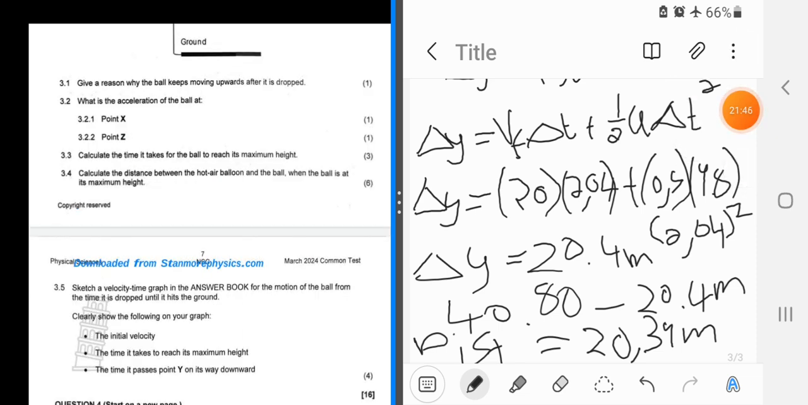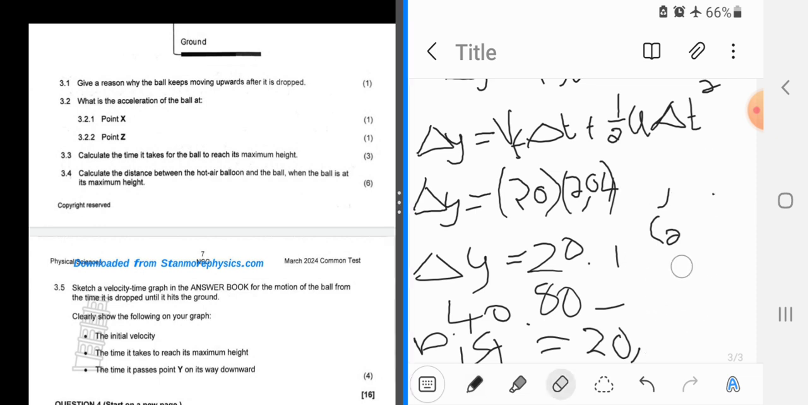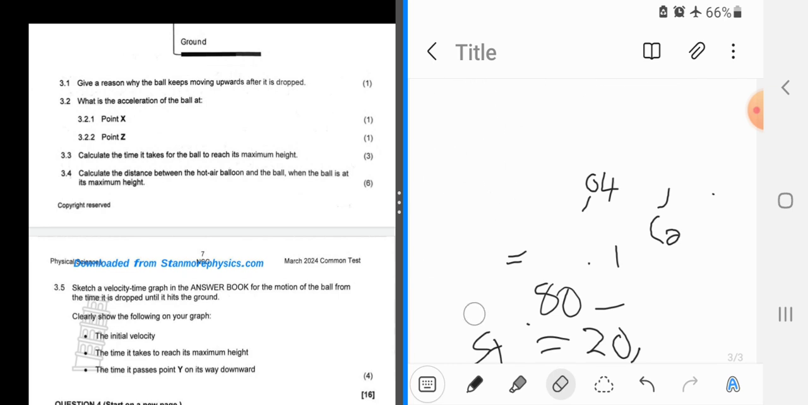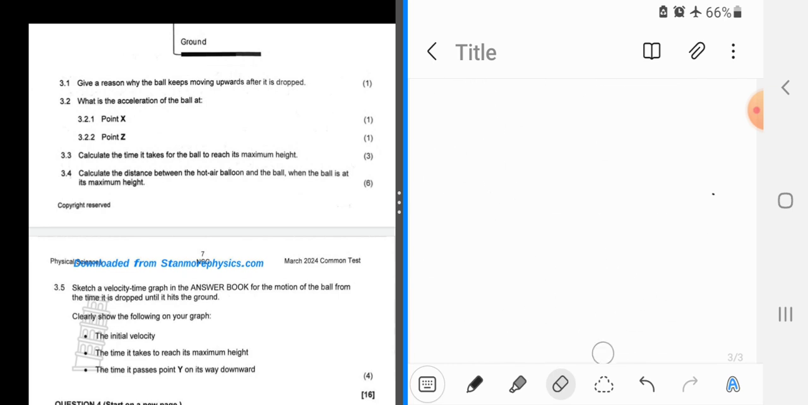Question 5 says, sketch a velocity time graph in the answer book for the motion of the ball from the time it is dropped until it hits the ground. Clearly show the following on the graph: the initial velocity, the time it takes to reach the maximum height, the time it passes y on its way down. So that is what we just simply need to do.